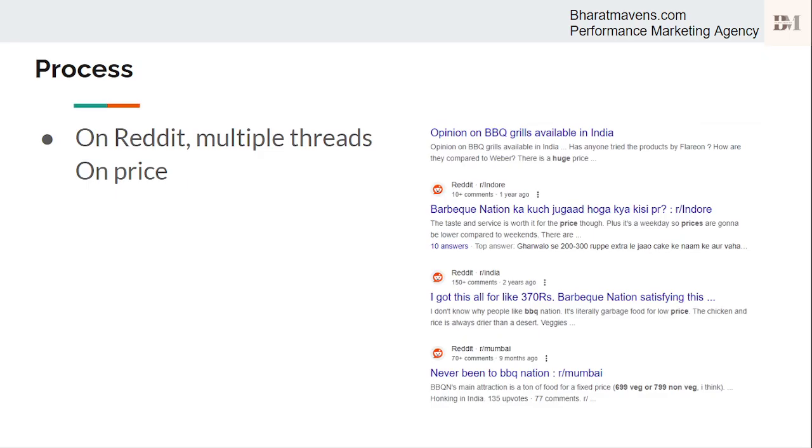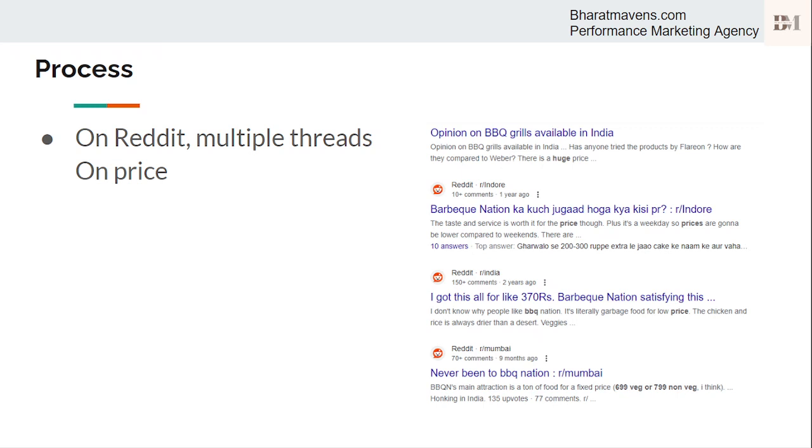Now, how did we go through the process of creating this ad? On Reddit, we saw multiple threads which mentioned price. For example, you can see it here in the right screenshot: "I got this for 370 only, low price, prices like that." "It was a huge price for that." So every thread used to mention price as a main factor. Hence, we decided let's counter this pain directly and speak affordability as a concept of this particular barbecue.